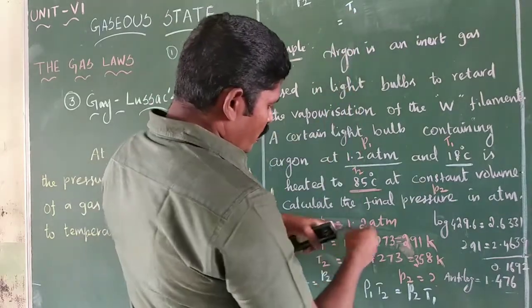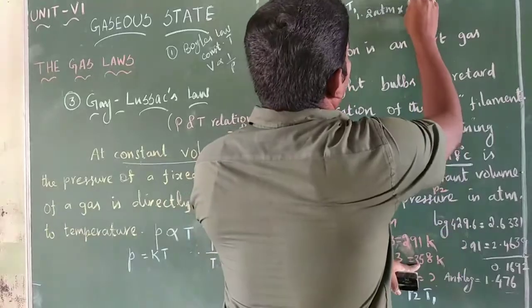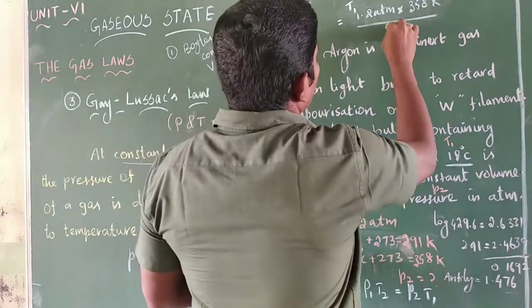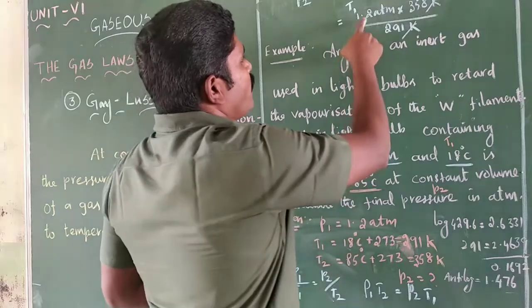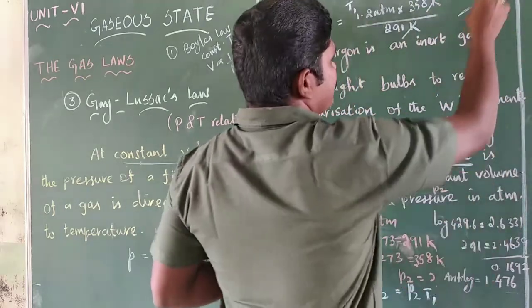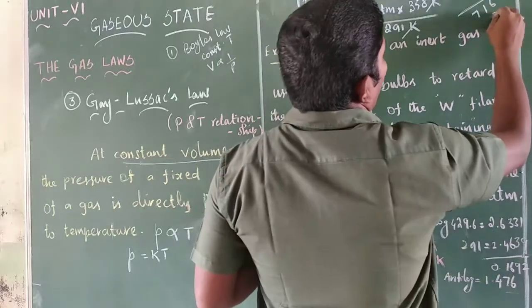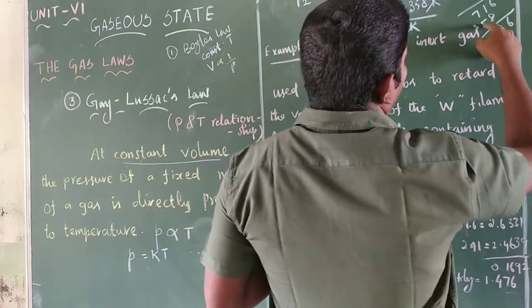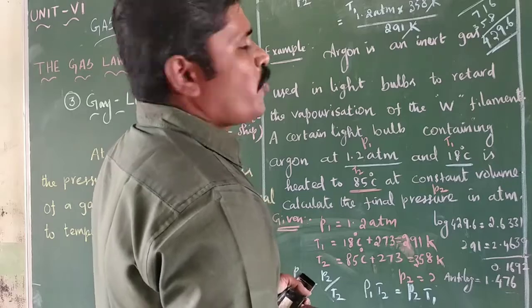So P2 is equal to P1, 1.2 atm, into T2, 358 Kelvin, divided by T1, 291 Kelvin. The Kelvin cancels. So 358 into 1.2: 2 into 8 is 16, and carrying through, the product is 429.6.